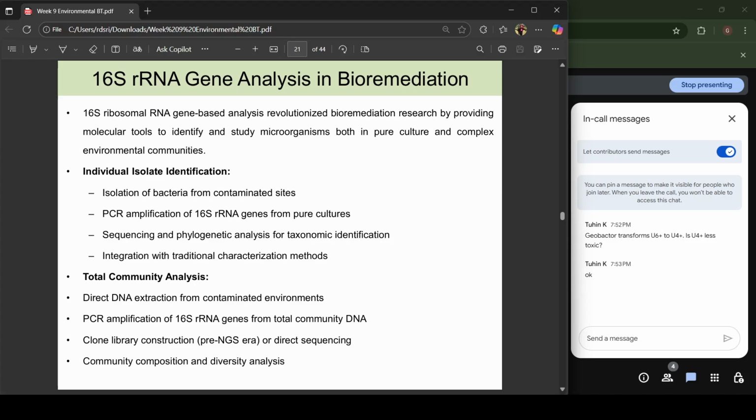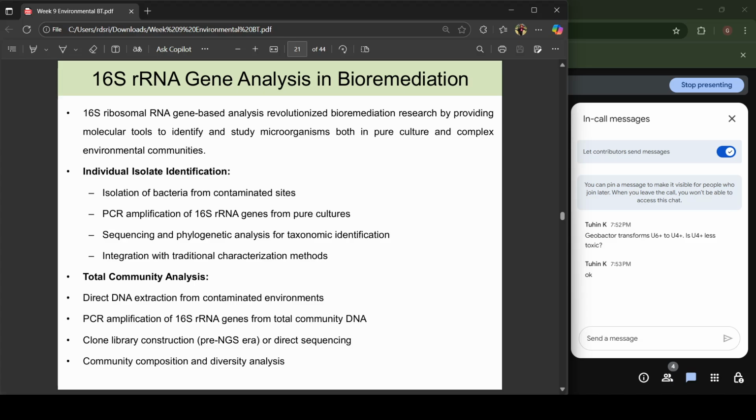When we talk about total community analysis, direct DNA extraction from the contaminated sites or the contaminated environment was done, followed by PCR amplification, and then we go for clone library construction or direct sequencing. In the clone library construction, in case of Sanger sequencing, we first go for cloning the gene and then going for sequencing. Whereas in case of NGS, we can have high throughput sequencing of many samples simultaneously at a time. And finally, we come to know about the composition of the community as well as its diversity.